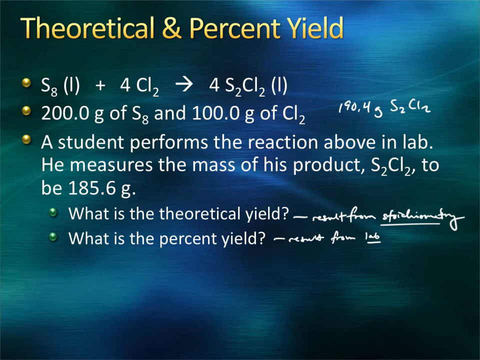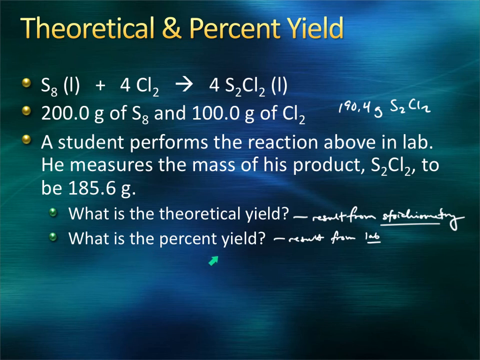Well, what happens in reality is that you very rarely get the amount that you expect to get. Something doesn't go right, you lose some product, something doesn't react all the way, something spills out of a vessel, whatever it might be. So let's say they actually got 185.6. They didn't get this 190.4. Let's define some terms here. The theoretical yield is what you should get based on your results from stoichiometry. Theoretically, a student that performs this reaction should get 190.4 grams of S2Cl2. The reality is, experimentally, this student got 185.6.